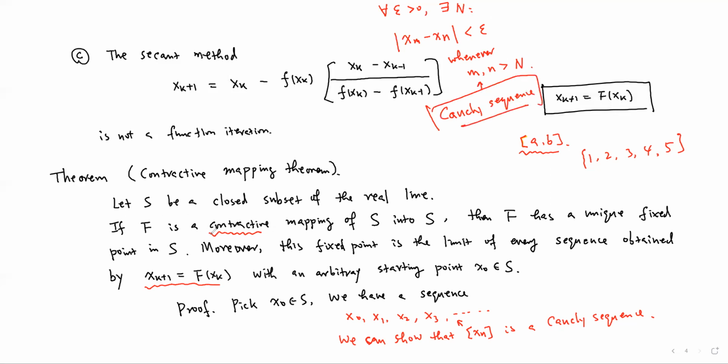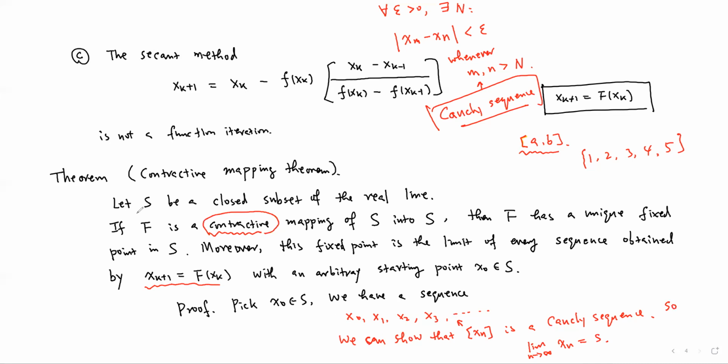Because function f is contractive, we can show that for arbitrary x0, the resulting sequence is a Cauchy sequence. But a Cauchy sequence must have a limit. This is an important property of a Cauchy sequence. So xn is a Cauchy sequence. So, conclusion: when n approaches infinity, xn will approach some point s.